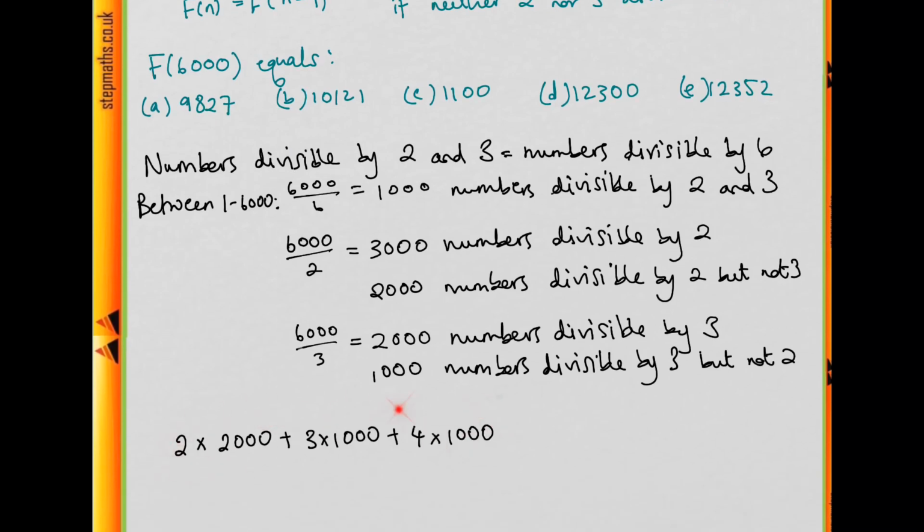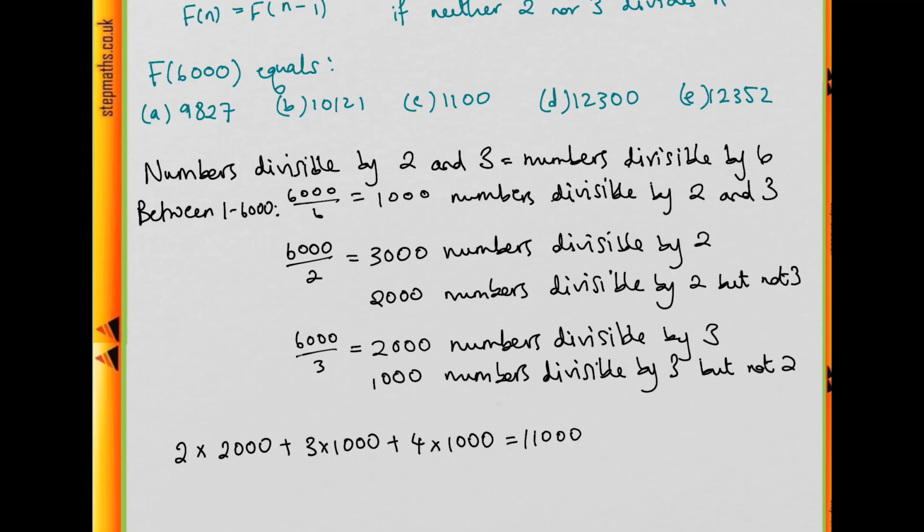this much, because, well, f(1) is 0, so eventually when we get down to f(1), we're going to have added on this much altogether. And this is equal to 11,000. Oh, and I've just seen that I've written this wrong, this should have another 0. So our answer is C.